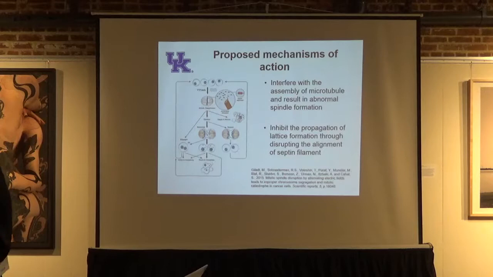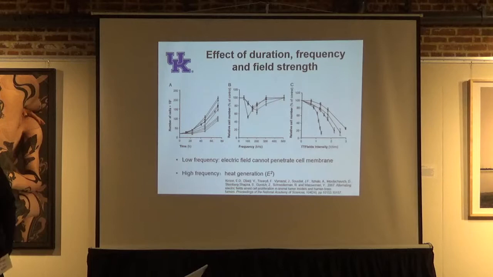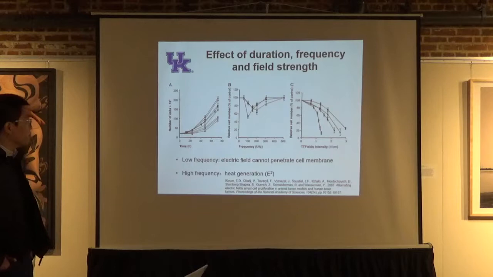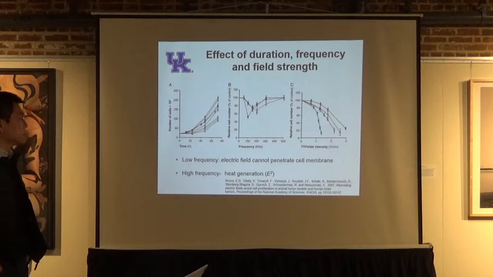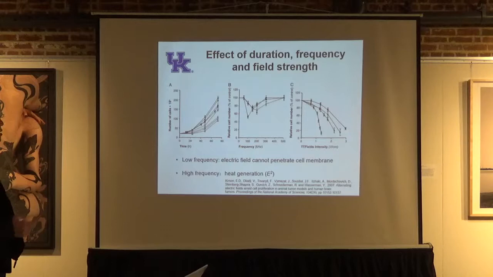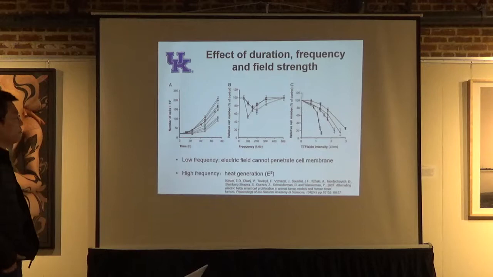So here are some published experimental results. The first one is quite simple. It just shows the electric field will actually reduce the proliferation rate of these cells. And if you look at the middle figure, you will see that the optimal frequency is either 100 kHz or close to 200 kHz for different types of cells. So it's quite a narrow range. And if you check the third picture, you will find that the field strength under which like 90% of the cells are killed is usually about 1 volt per centimeter to 3 volts per centimeter.